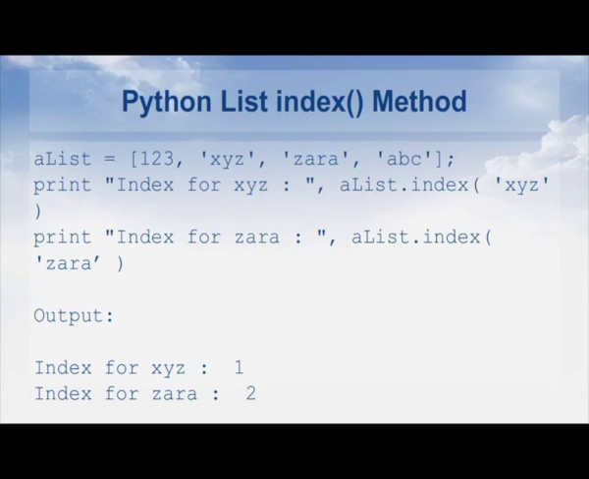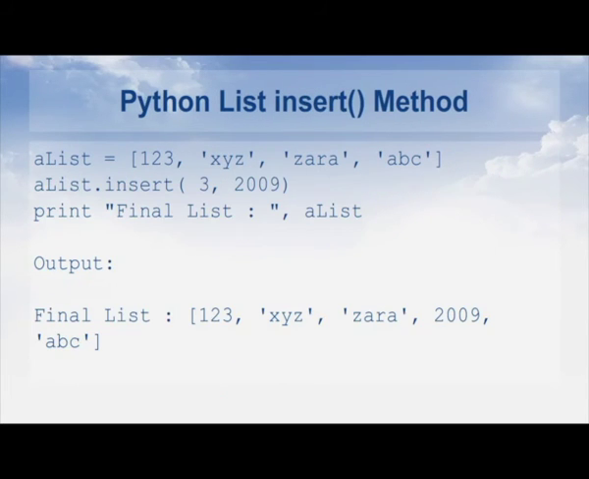What if you have the same element at different duplicate locations? If you have the same element at different locations, we get the minimum index, the first index where that particular element is available. The next list method is the insert method. Here I can insert a new item anywhere inside the list. What is the difference then between insert and append?